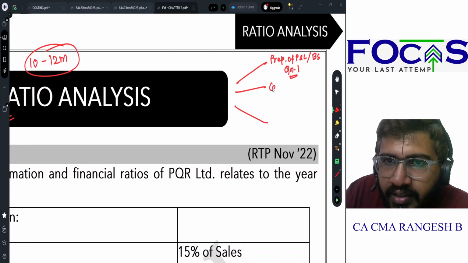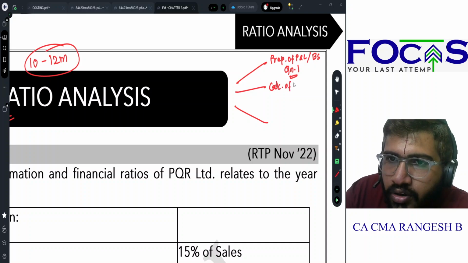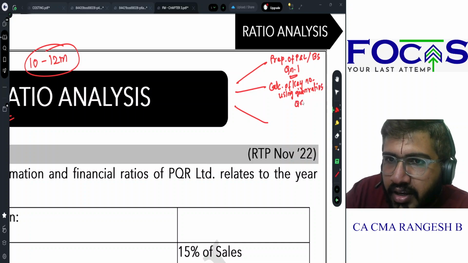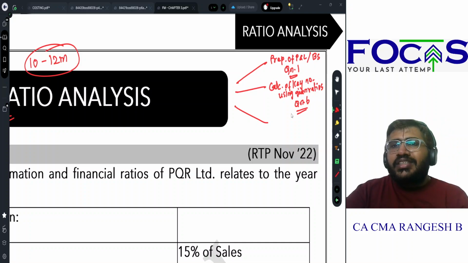Second, calculation of key numbers using given ratios. What is the average inventory, what is the average receivables, etc. They will ask all of this. This we are going to solve using question number 6.